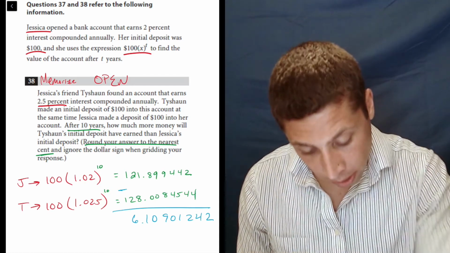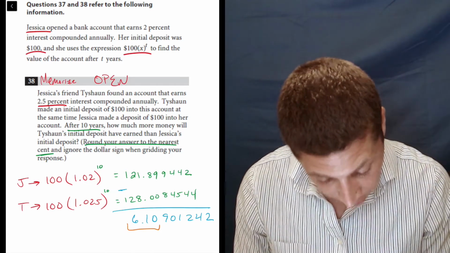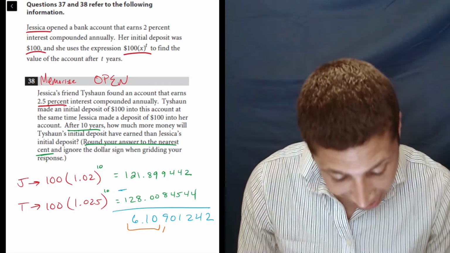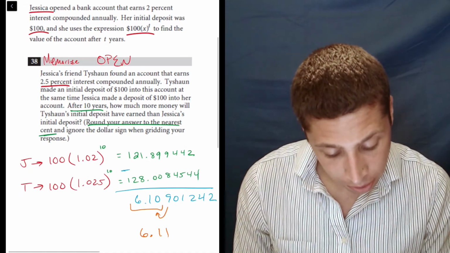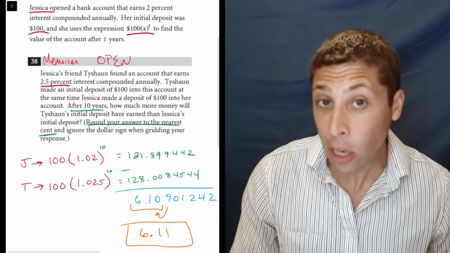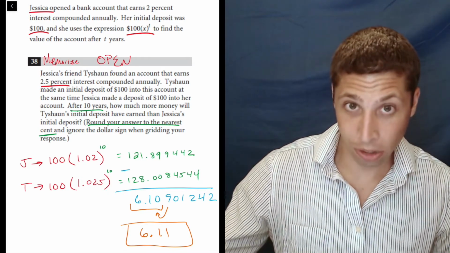And here's the key. We need to round to the nearest cent, right? The nearest cent right now is the 10, but that 9 is going to impact it, and it's going to round me up to $6.11. And that is the only valid answer to this question.